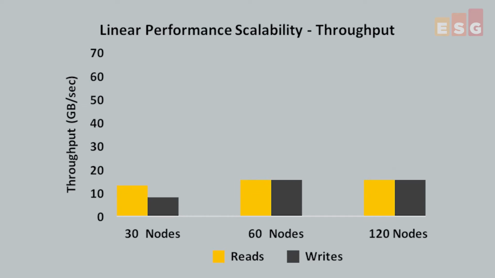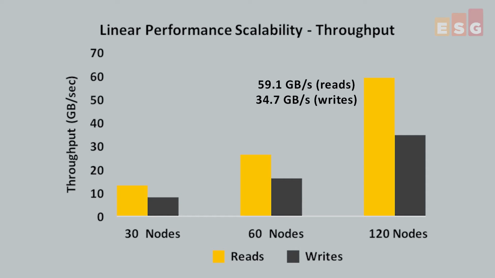Again, we saw linear performance scalability as the testbed doubled in size, from 30 through 60 to 120 nodes. At the 120 node count, ESG witnessed 59.1 gigabytes per second of throughput for reads, while writes yielded an impressive 34.7 gigabytes per second.